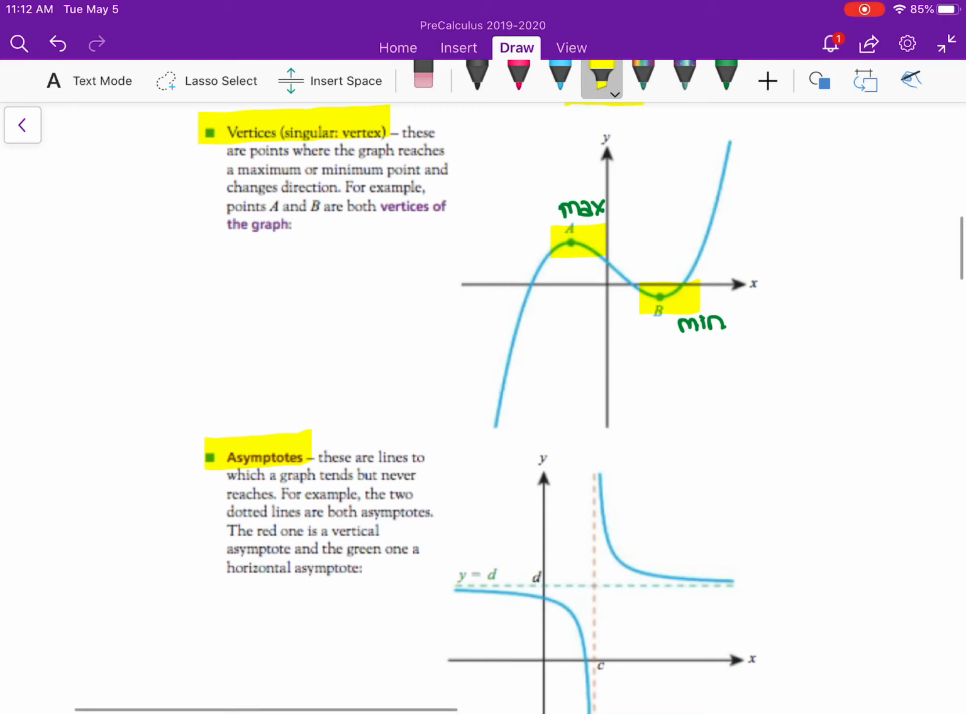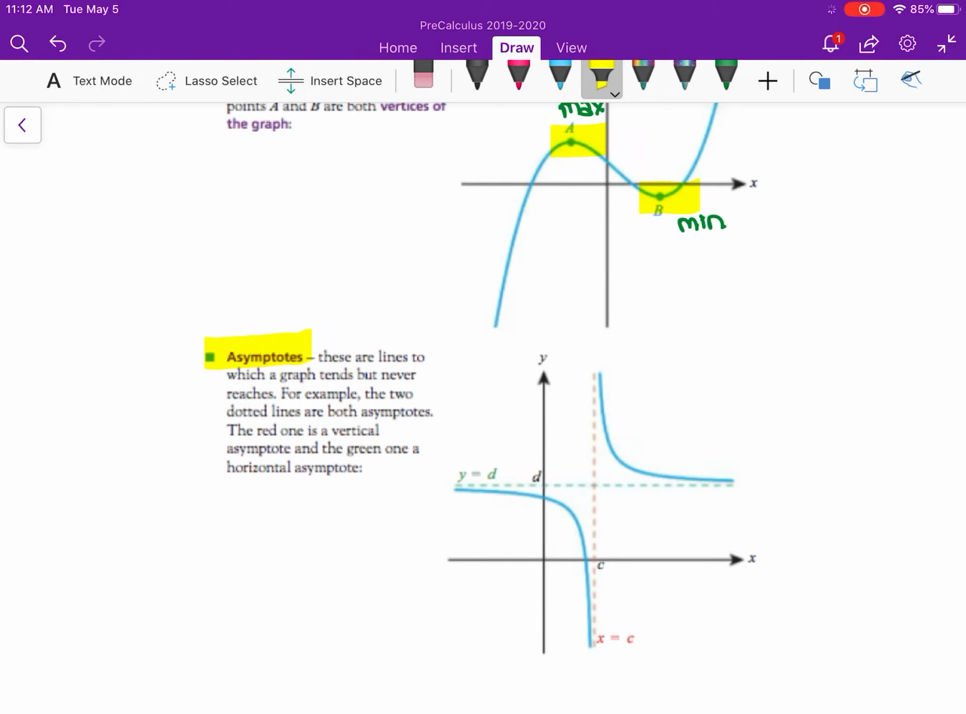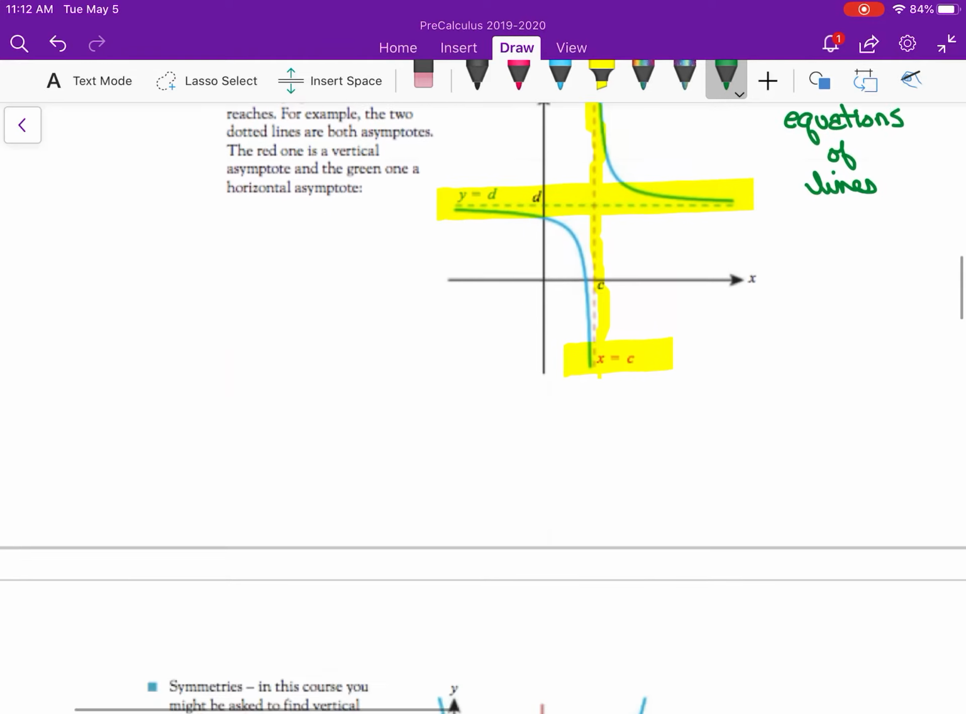Asymptotes. You might remember asymptotes are lines that the graph tends to follow or travel along. All right, so we have a vertical asymptote right here with the equation x equals c, and we have a horizontal asymptote here with the equation y equals d. Asymptotes are always equations of lines. And you may remember that from our unit that we did with rational functions.